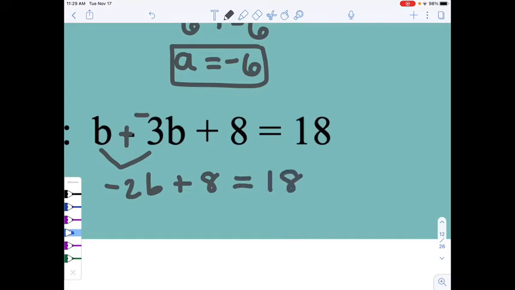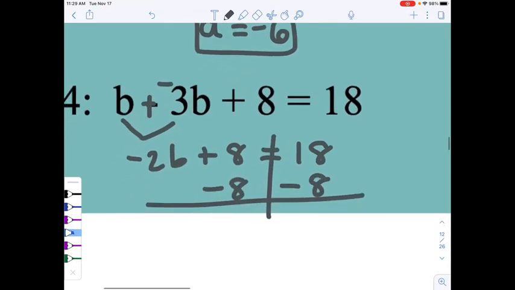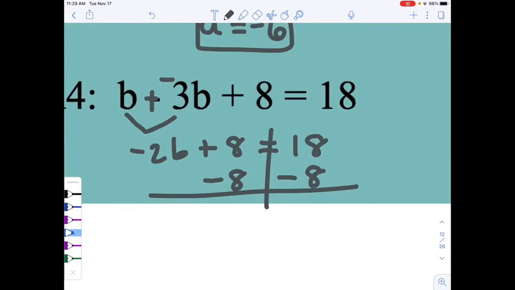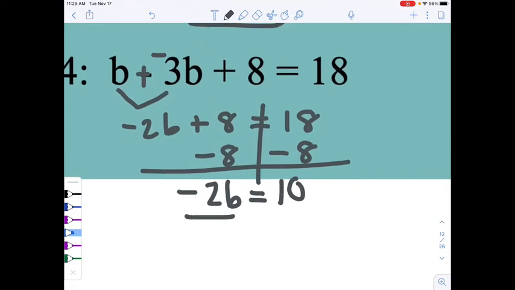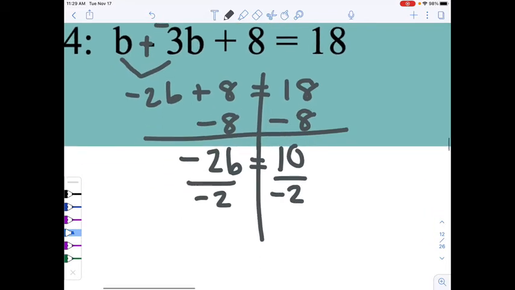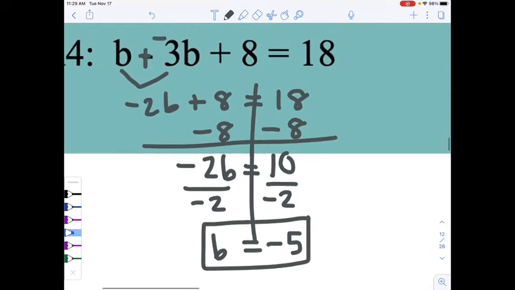Now I need to get rid of my constant. My constant is +8, so I'm going to take away 8 from both sides. Whatever you do to one side, you have to do to the other. That leaves me with -2b equals 10. Now I'm going to divide both sides by -2 to get b by itself, because the opposite of multiplication is division. I'm left with b equals, and 10 divided by -2 is -5.